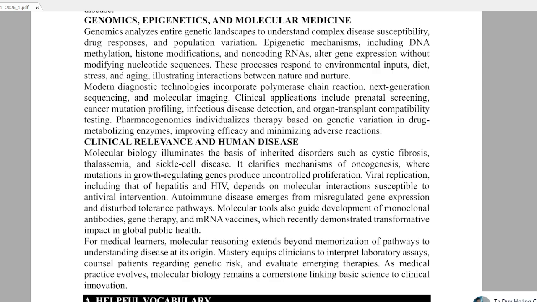Molecular tools also guide development of monoclonal antibodies, gene therapy, and mRNA vaccines, which recently demonstrated transformative impact in global public health. For medical learners, molecular reasoning extends beyond memorization of pathways to understanding disease at its origin. Mastery equips clinicians to interpret laboratory assays, counsel patients regarding genetic risk, and evaluate emerging therapies. As medical practice evolves, molecular biology remains a cornerstone linking basic science to clinical innovation.